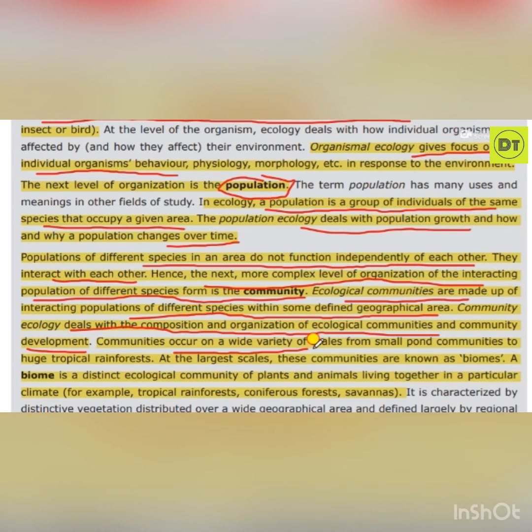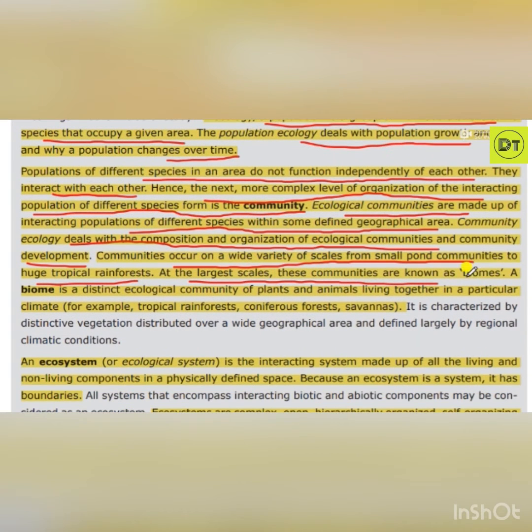Communities occur on a wide variety of scales, from small pond communities to huge tropical rainforests. So we can consider one small pond as a community, or a huge tropical rainforest is also a community. At the largest scale, these communities are known as biomes. A biome is a distinct ecological community of plants and animals living together in a particular climate. For example, tropical rainforest, coniferous forest, savannas. So what is a biome? Biome is a distinct ecological community consisting of plants and animals living together in a particular climate.